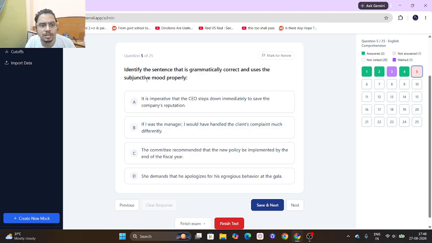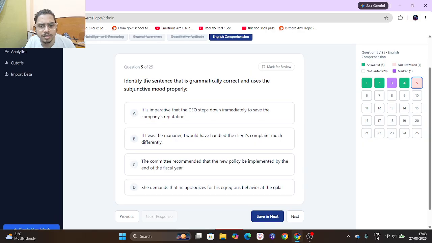No, this is it. Identify the sentence that is grammatically correct and uses the subjunctive mood. Subjunctive mood means a hypothetical situation, or a hypothesis. It is imperative that the CEO steps down immediately to save the company's reputation.